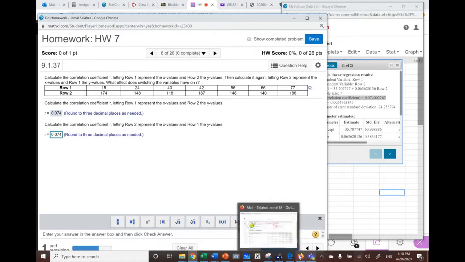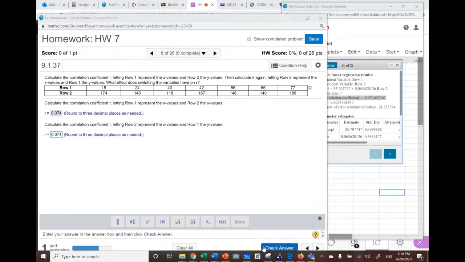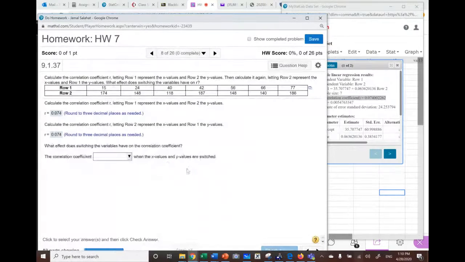It is the same R. So this is just to tell us that R, by definition, is the measure of strength of the relationship. And if there is a relationship between two variables, X and Y, the strength of the relationship between X and Y is the same as the relationship between Y and X. So it doesn't matter if you flip this around. The correlation coefficient R will be unchanged. It will not change if you flip the columns.